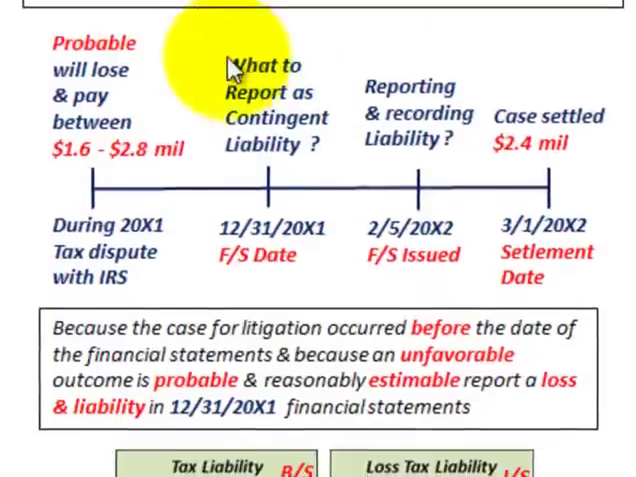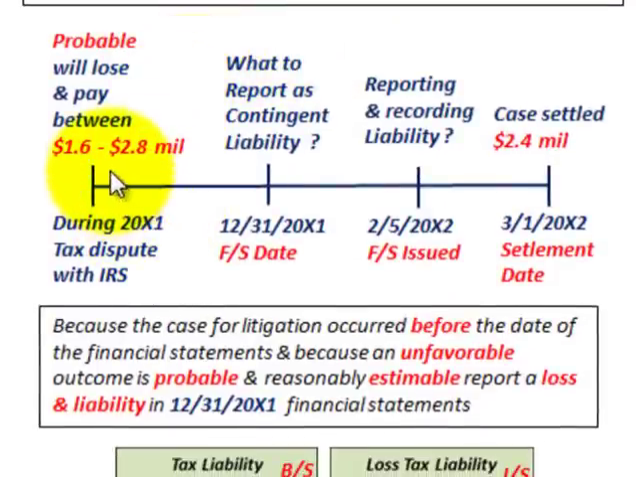So this is what we want to do. You have to lay this out in a timeline. So this is our timeline. During 20X1, there's a tax dispute with the IRS, and this is the key point: it's probable that they will lose and have to pay between $1.6 million and $2.8 million on this tax dispute. That's Corporation A.